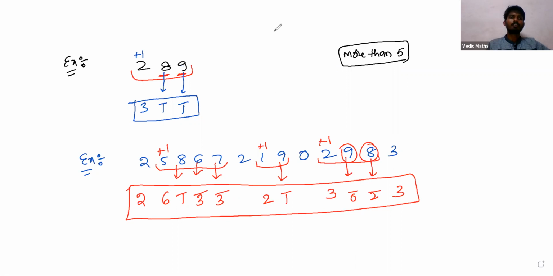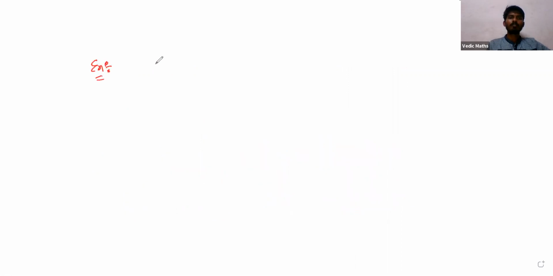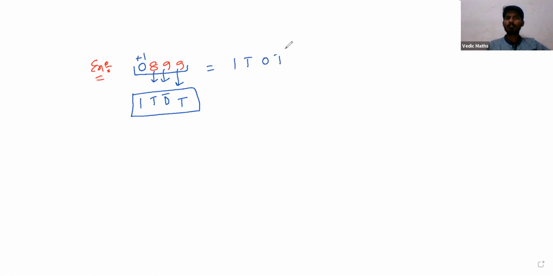Let me take some more examples. Suppose 899 is there. Suppose all digits are more than 5. So selected. But here we have another digit, which is 0 here. So from 10, 1 bar. From 9, 0 bar. From 9, 1 bar. Add 1 here, then you are getting this one. So the answer will be 1, 1 bar, 0, 1 bar. So this is the Vinculum conversion.